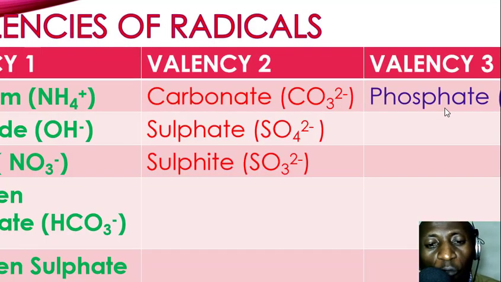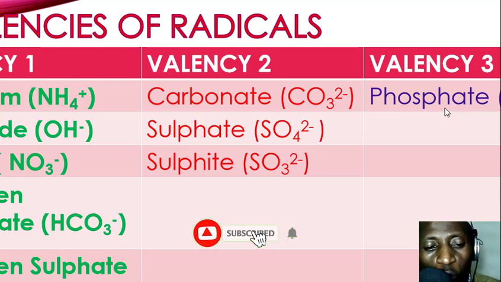Let's move on to a third category of the valencies of radicals. Learners, we need to understand what radicals are. Radicals are groups of atoms that react together as a unit, and they have a net charge. What do we mean?